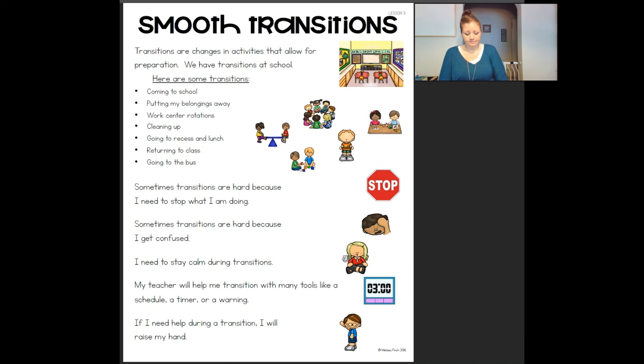Yeah. Is coming to school a transition? Yes. We are getting in the car, we are getting on the bus, we are coming to school, and that's a transition. We're getting ready to learn. So we're doing something to get ready, right?